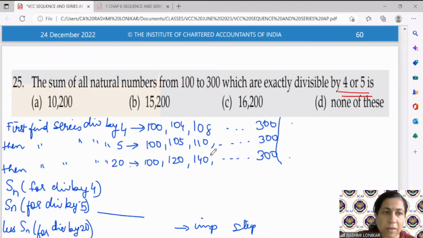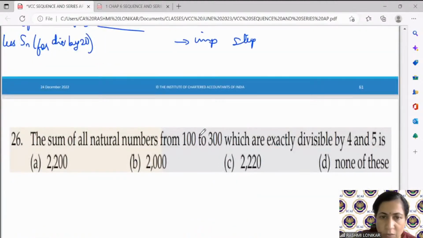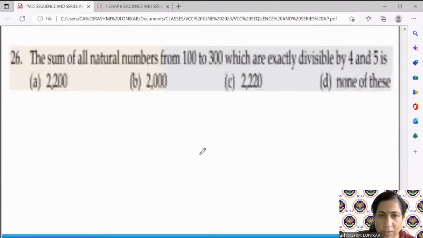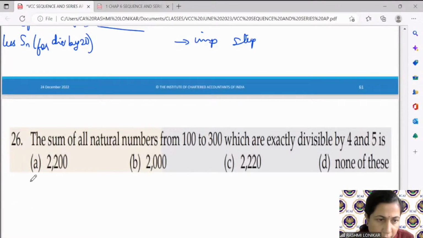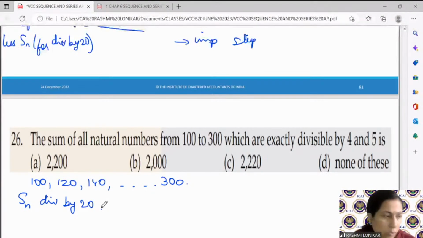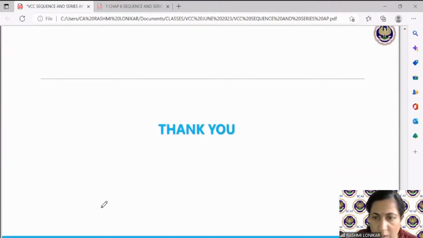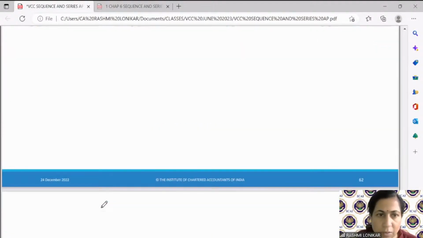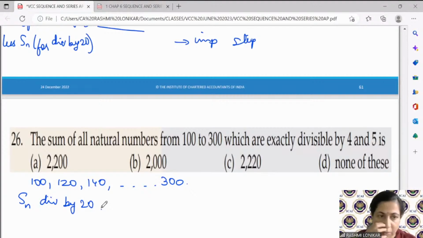But for question 26, you will not have this issue. For 26, you will have 100, 120, 140, up to 300. So here I simply have to find Sn for divisible by 20. It is as simple as that. You know how to calculate Sn, so you will be able to do this. Any doubts you have till here, just let me know.